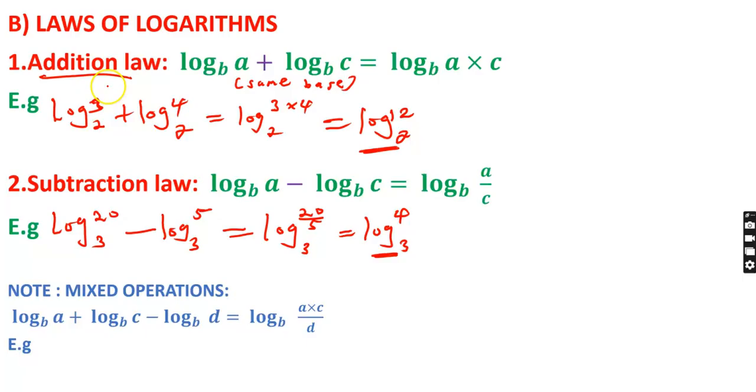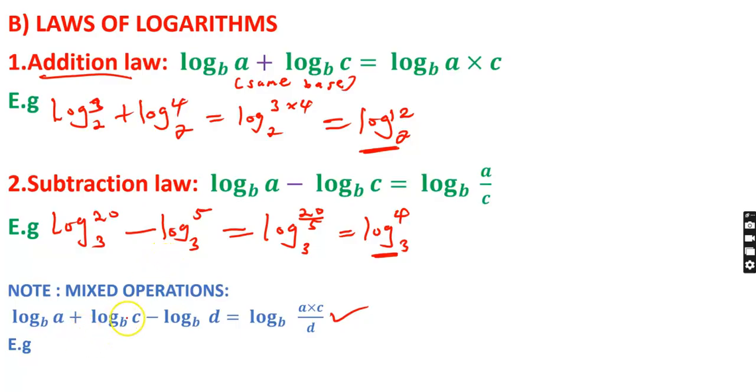You can combine the first law and second law together and call it the mixed operation. Look at it on the screen here. If I have log A base B plus log C base B, if I have addition, I will multiply. That's log A times C, minus log D base B. If I have a minus, I will have division. So this is the mixed operation. This statement combines the first law and second law together.